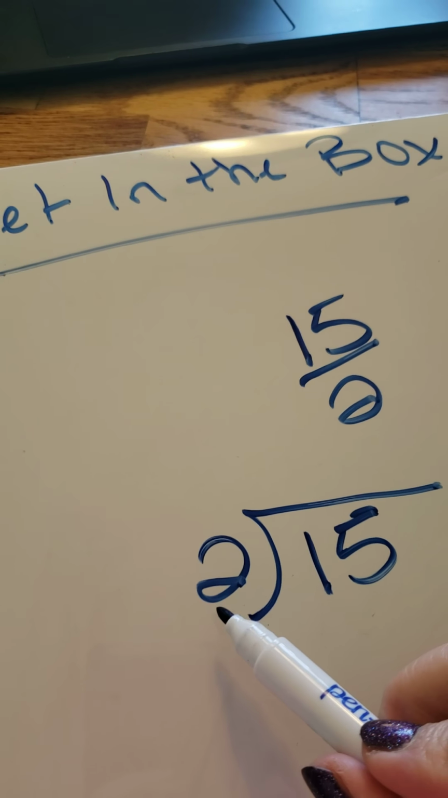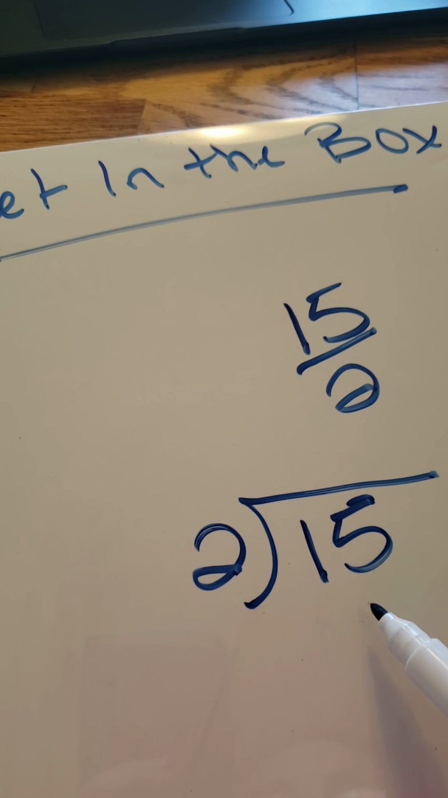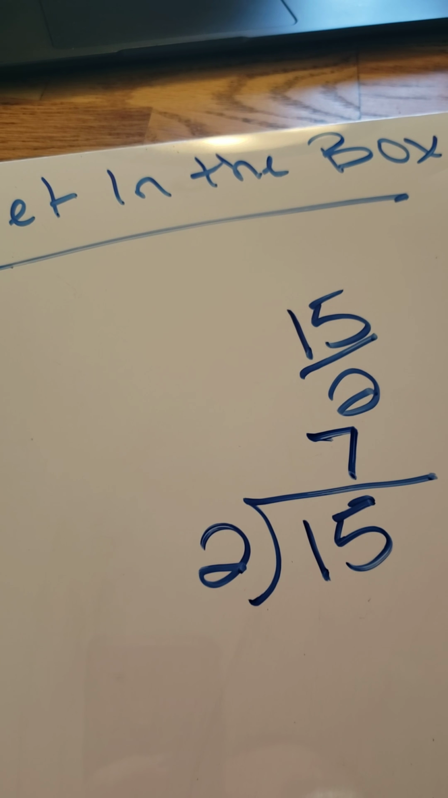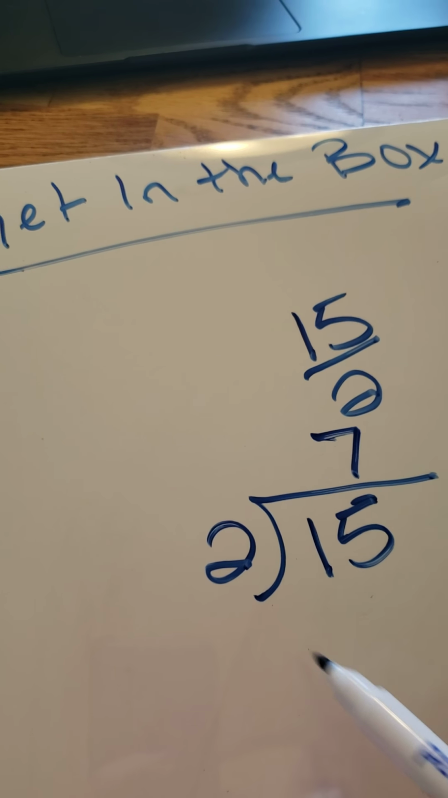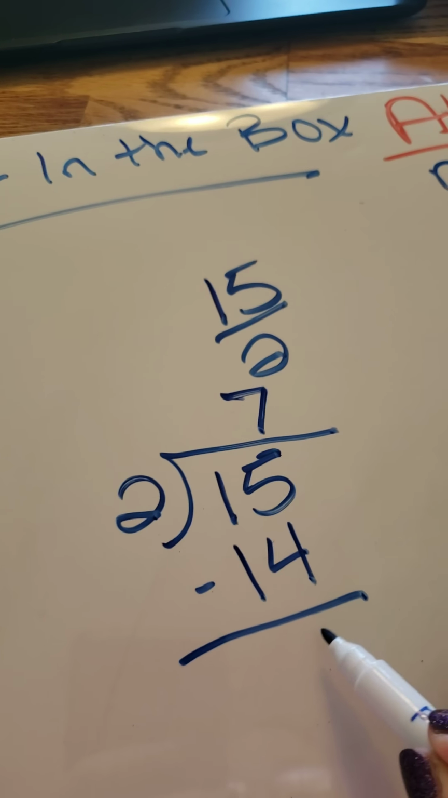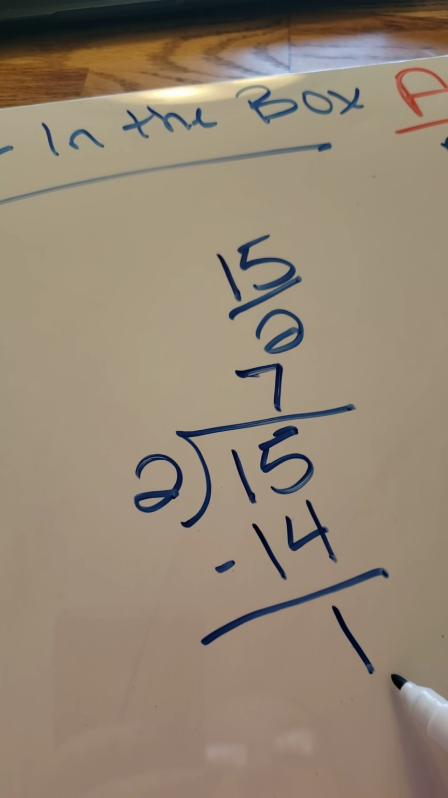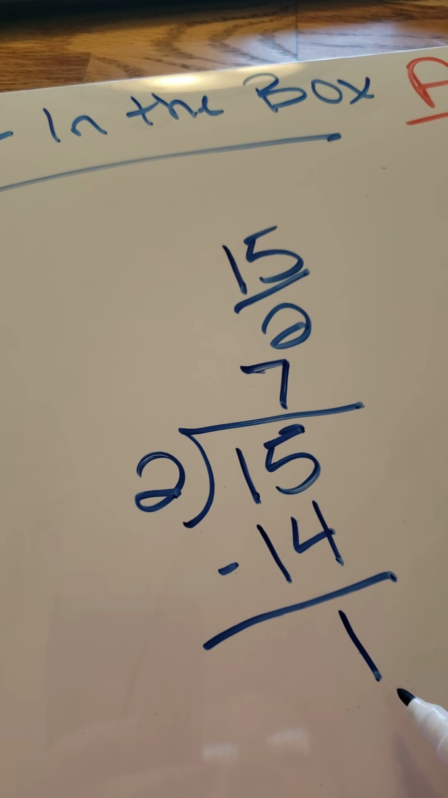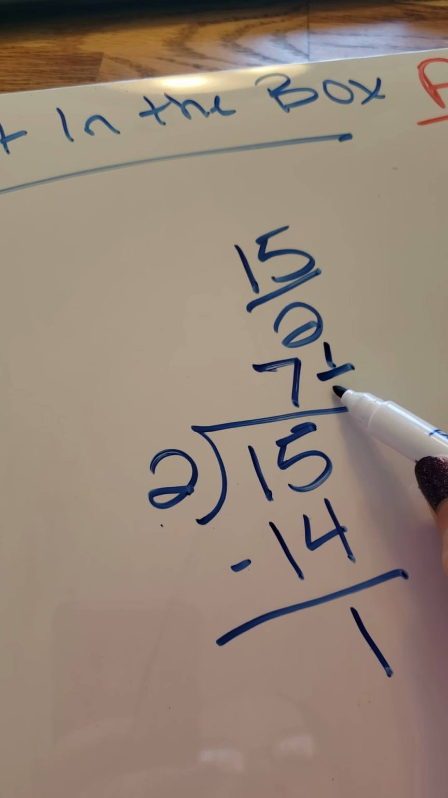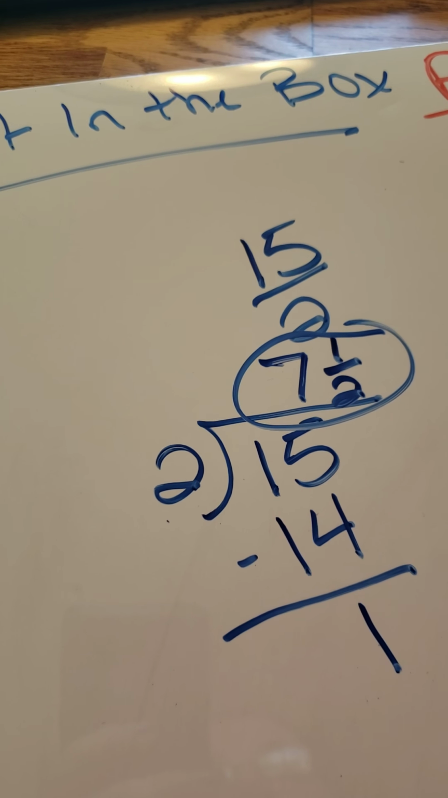Now we're going to divide. Can 2 go into 15? Yes. How many times? 7. 7 times 2 is 14. Subtract, I get 1. Now earlier when we were doing whole numbers, that 1 became a remainder. It is still a remainder, it just comes up a little higher. Our denominator is still the same. Perfect.